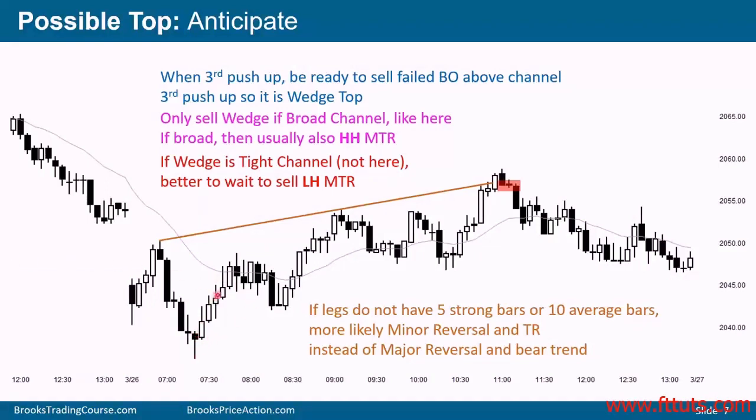Again, if the channel is very, very tight like this, the first reversal down is probably minor. You're not going to make much profit if you make any profit at all. The same right here, probably not much profit.